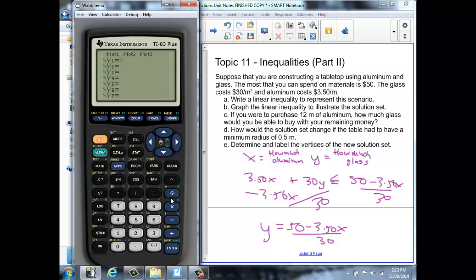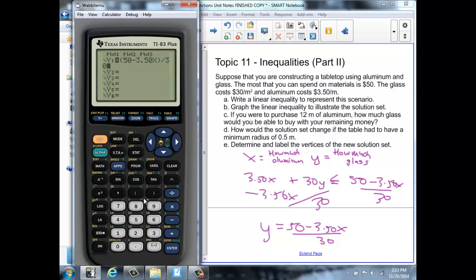Okay, so when you're typing this in your calculator, does your calculator have the ability to do a greater than or less than symbol? I don't think it does. Maybe the newest ones do, but don't worry about doing that. Don't forget the brackets though. So go 50 minus 3.5x, close bracket, divide by 30.